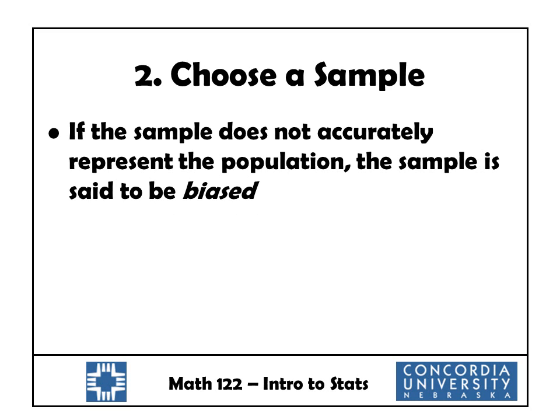Now, if the sample does not accurately represent the population, then the sample is said to be biased. So here we are basically defining what it means to be a biased sample. It's biased if it does not accurately represent the population.